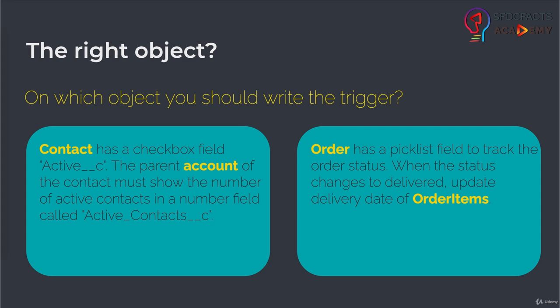So should we write the trigger on the object which we are updating? In the first scenario, we are updating the parent account, whereas in the second scenario, we are updating the child order items. So think for a moment. I'm going to pause this video for 5 seconds and you come up with your own answers, and then let's discuss the explanation behind it.